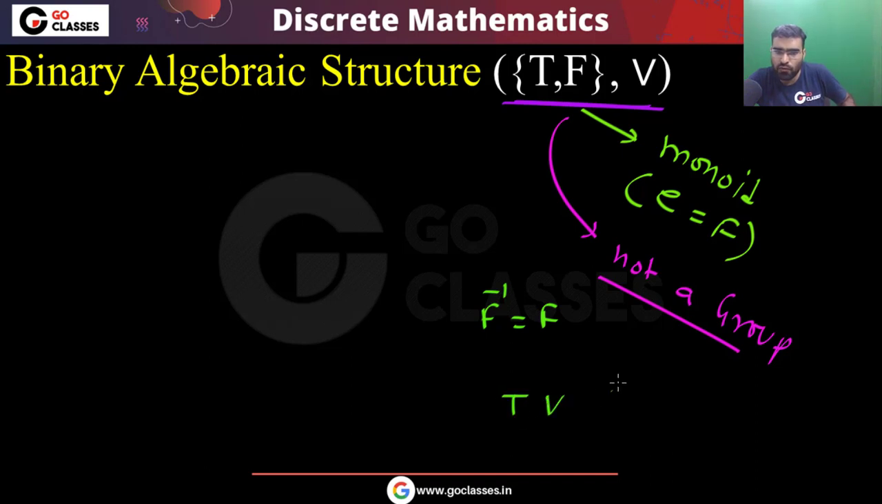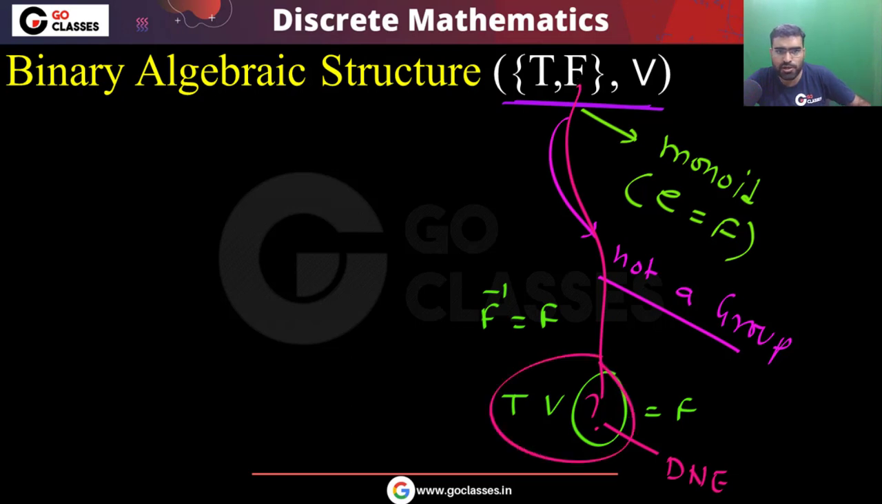For example, if I ask you, what should I write here such that I get the identity element? Identity element is false. So what should I write here such that I get the identity element? The point is, this does not exist. If I put false here, then true or false will be true.